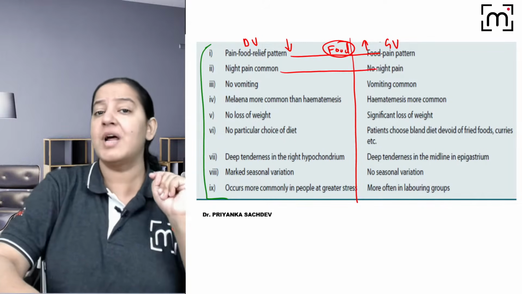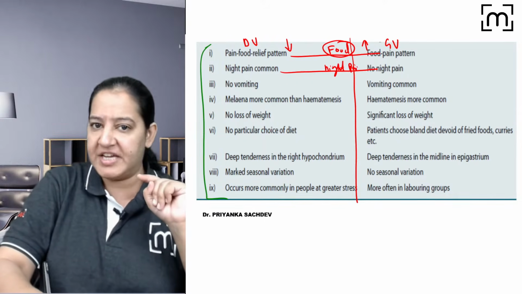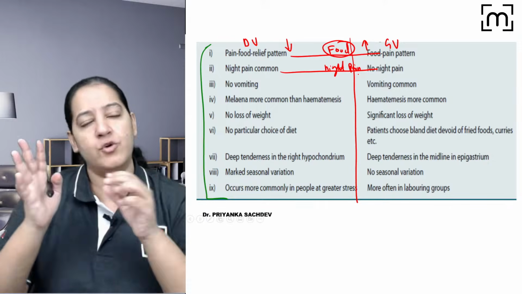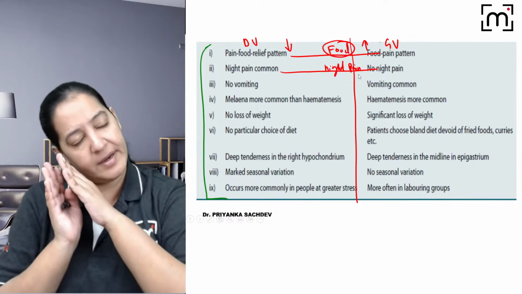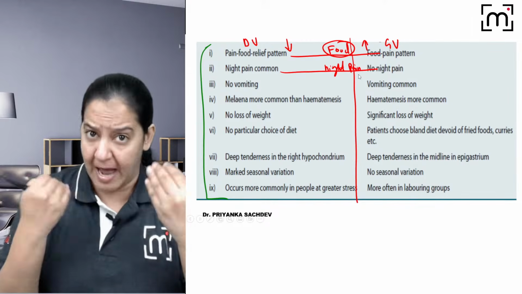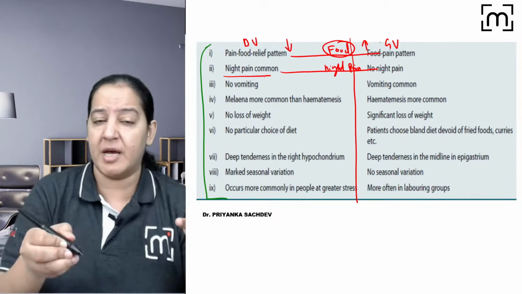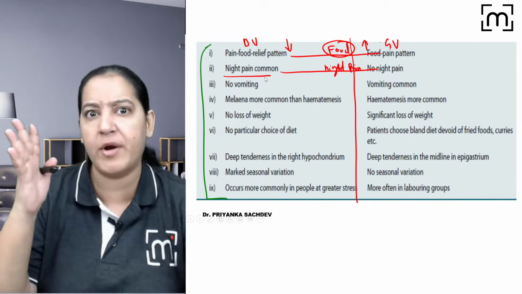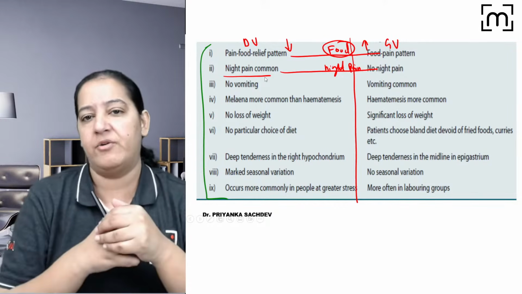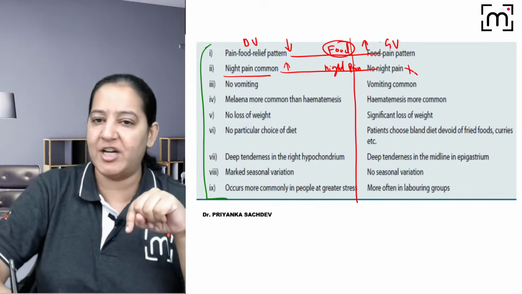The second question you should ask your patient: do you have night pain, yes or no? You have pain during the day, but sometimes it happens at night. You are already asleep, you have gone to your bed, and from sleep you just wake up due to severe pain. It happens sometimes. If the patient says yes, night pain is very common, sometimes I wake up at 3 a.m. or 4 a.m. at night just because of severe pain, right? So it is more common in duodenal ulcer, but less common in gastric ulcer.